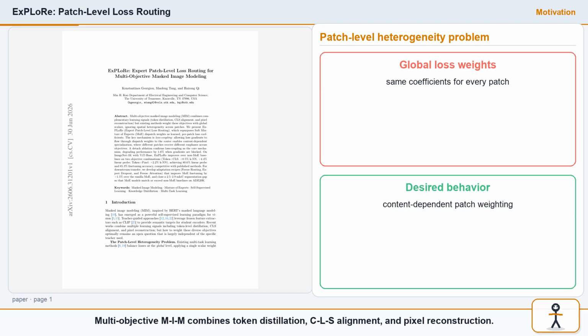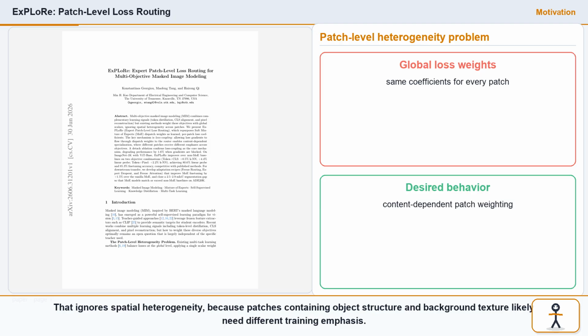Multi-objective MIM combines token distillation, CLS alignment, and pixel reconstruction. But most methods use global scalar weights for these losses. That ignores spatial heterogeneity, because patches containing object structure and background texture likely need different training emphasis.